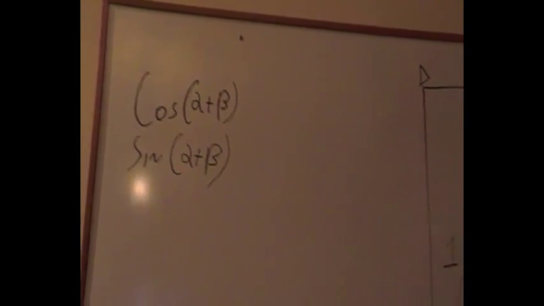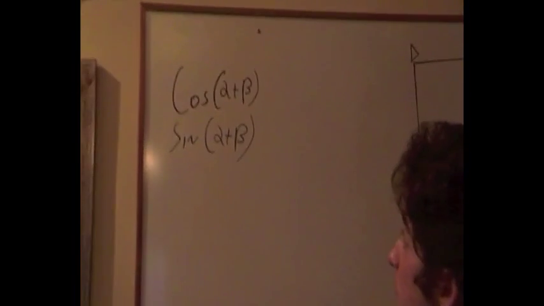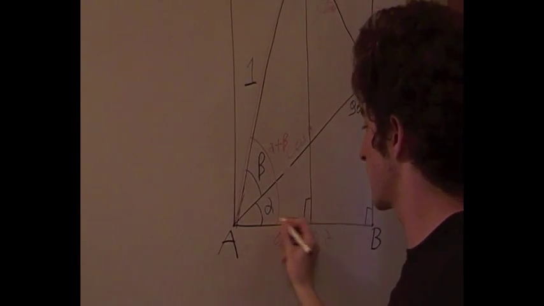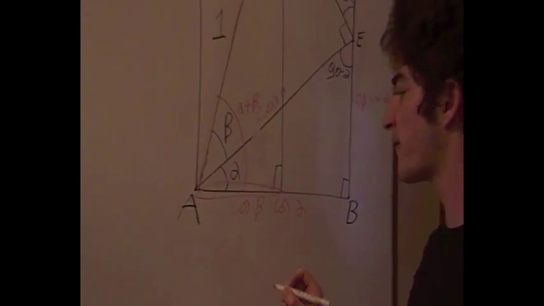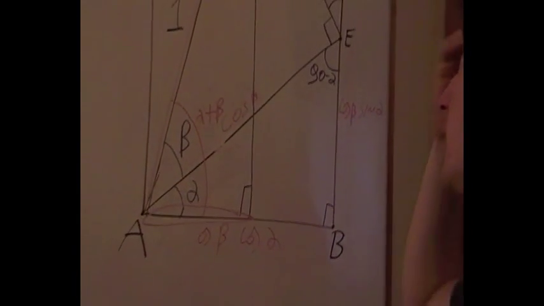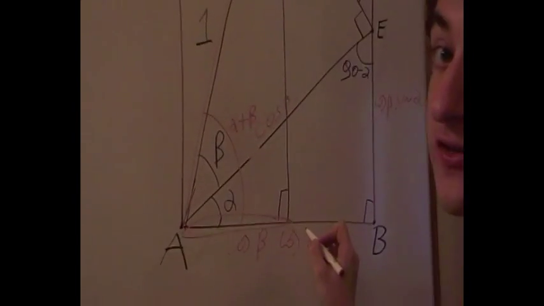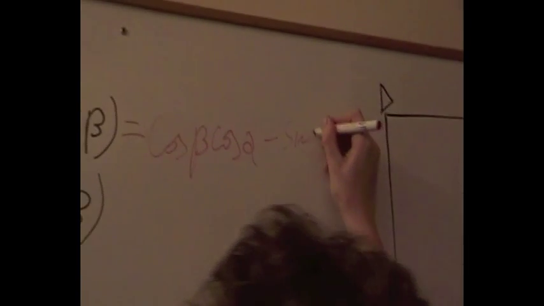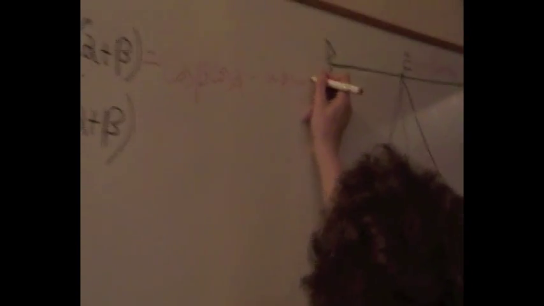So what is the cosine of alpha plus beta going to be? Well, the cosine is this part here. Therefore, it's going to be AB minus FC. AB is cosine of beta times cosine of alpha, minus sine of beta times sine of alpha.